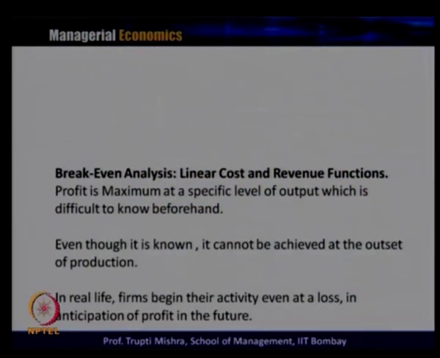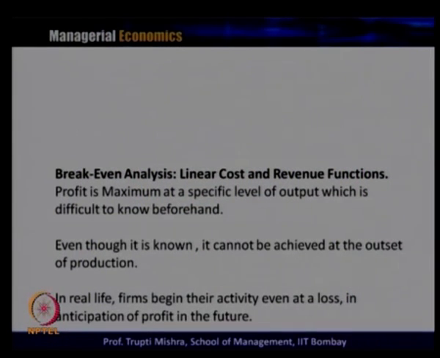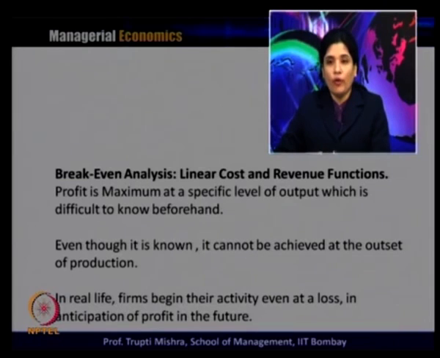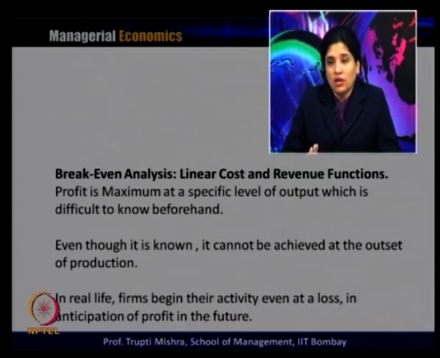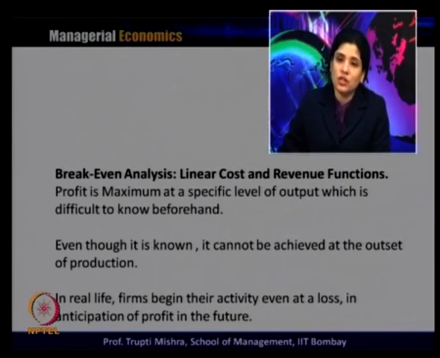Profit is maximum at a specific level of output, which is difficult to know beforehand. It is not easy to know, before production starts, at which level of output profit is maximum. And even if it is known, it cannot be achieved when the production operation is on. So, the first difficulty is that it is difficult to know the specific level of output where profit is maximum.